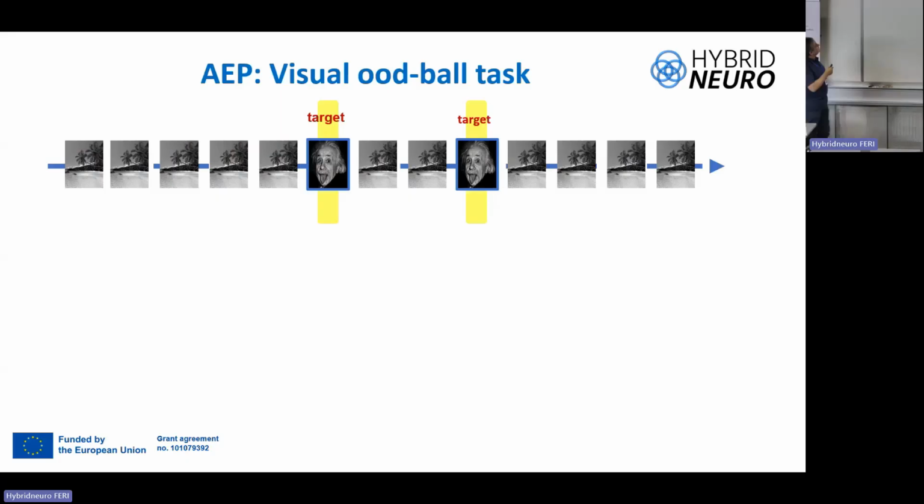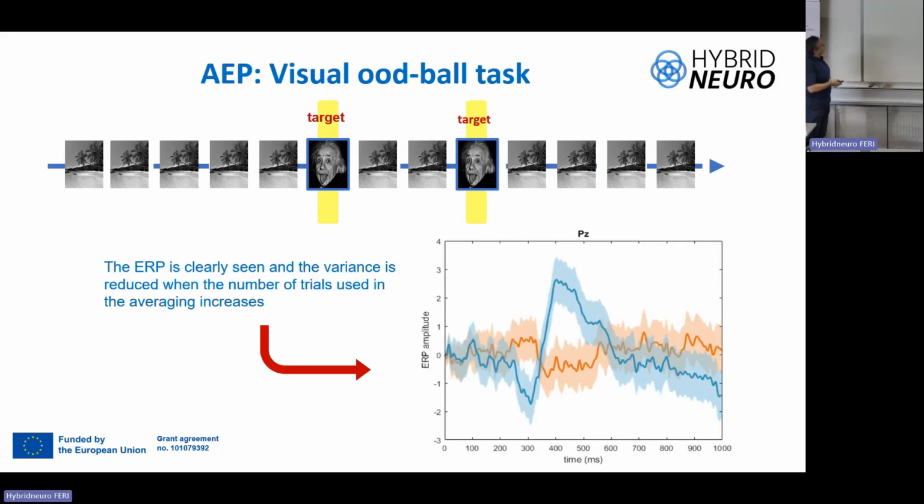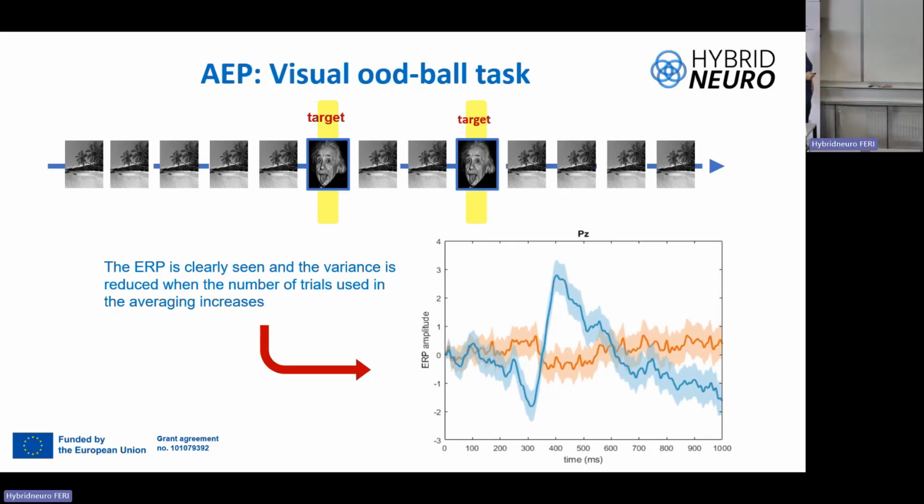Well, we have here another example, the visual voltage, where we can observe the same picture, but in some cases the target is a special picture, and we can observe a special potential. This is the potential in the blue color, the target, with respect to the other pictures, the normal pictures. Increasing the number of trials, we can separate the potential more with respect to the other cases.